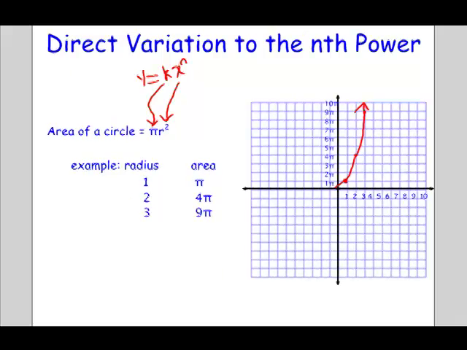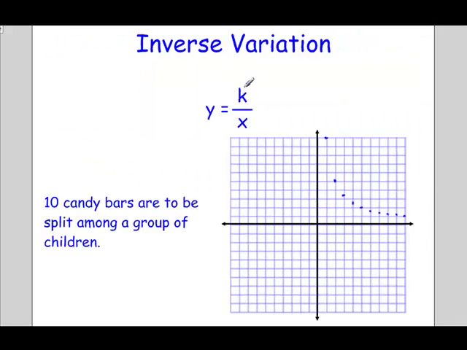Alright, next thing we're going to see is inverse variation. Alright, this is when you have a constant k divided by your variable. And this is obviously, as x increases, y is going to decrease. And here's an example. We have 10 candy bars, and we're going to split them among a group of children. Well, if we only have one person, that one person's going to get 10 candy bars. If we have two people, they're each going to get 5 candy bars. 3, they're going to get 3.33, obviously, and you're going to end up having a graph that looks like this for inverse variation. Okay, as x increases, y decreases.